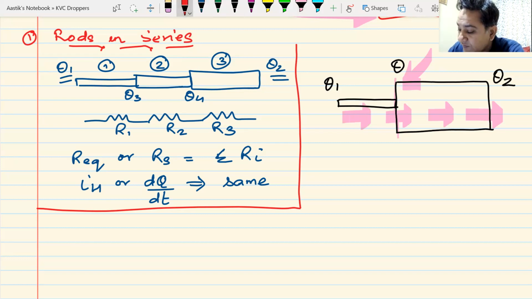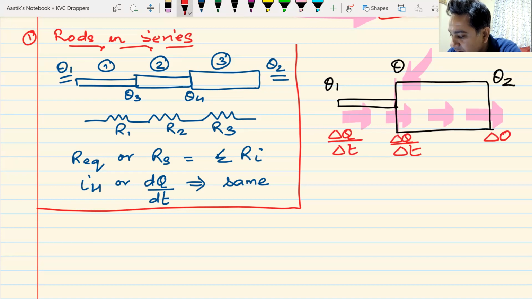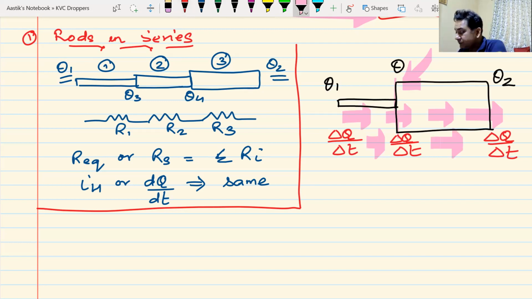Whatever heat is leaving section A, which is delta Q by delta T, the same heat is entering this interface, delta Q by delta T, and the same heat is leaving this section. Do we understand this? Simple diagram, very simple. Now I can write this equation in this fashion. I am assuming that theta 1 is greater than theta, which is greater than theta 2.